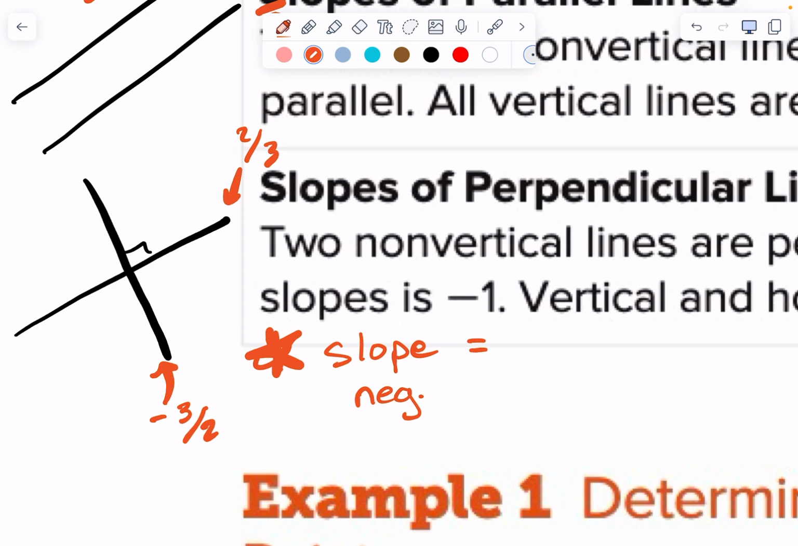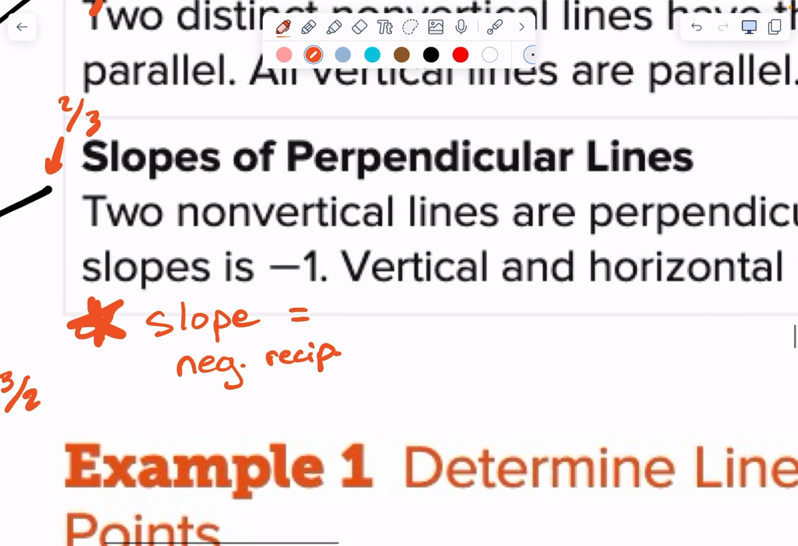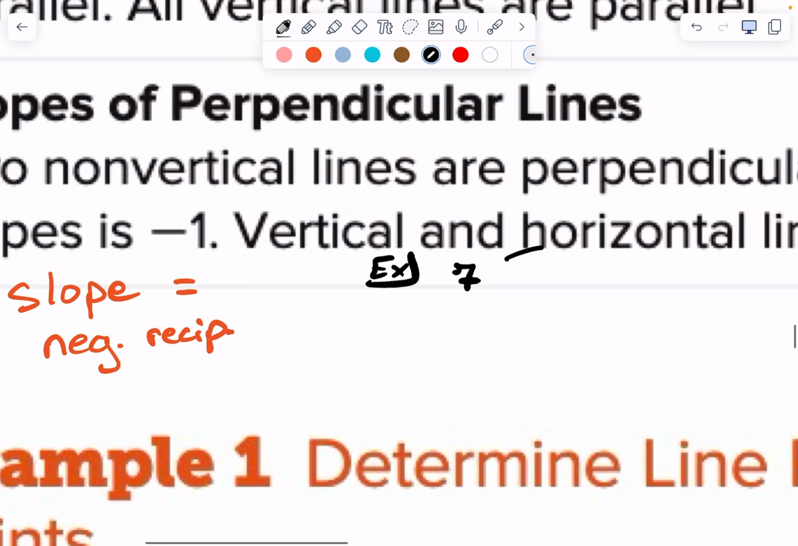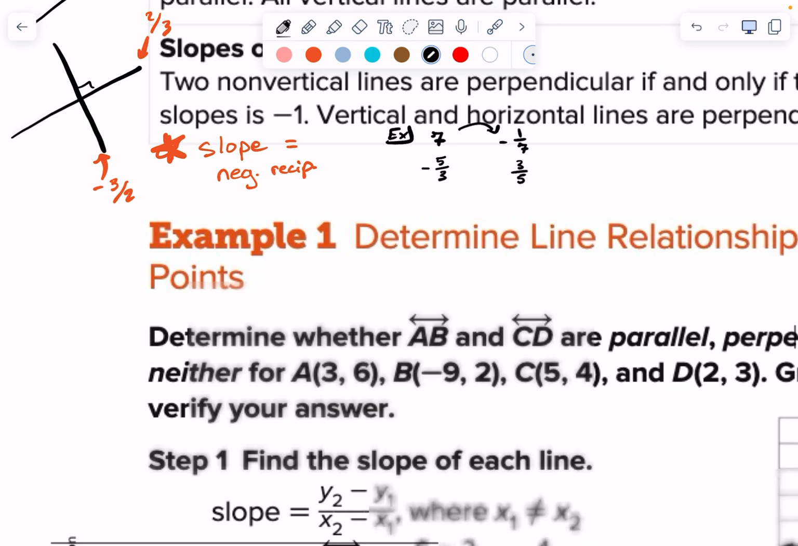Let's go. Slopes of perpendicular lines are negative reciprocals, okay? Reciprocal means you flip it. So 2/3 I flip to be 3/2. If it's negative, you make it positive. If it's positive, you make it negative. For example, what if my slope is 7? The negative reciprocal is negative 1/7. What about negative 5/3? It's 3/5. Do we get the idea? That's negative reciprocal.